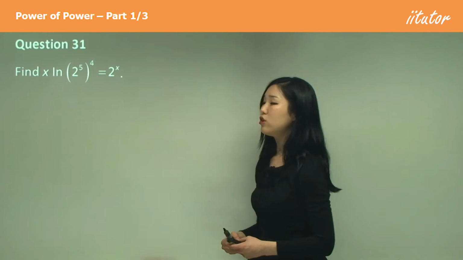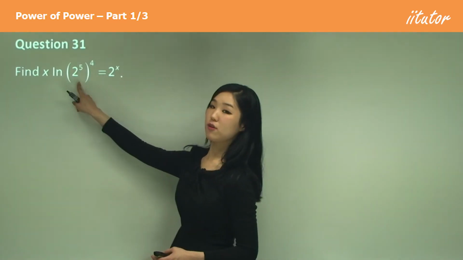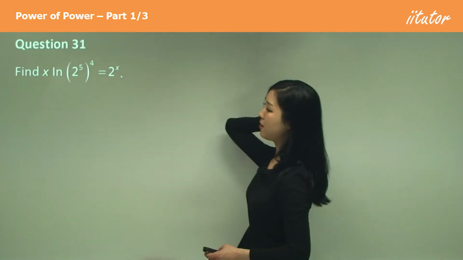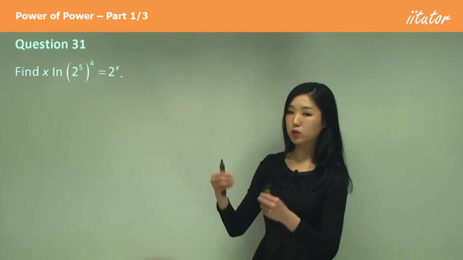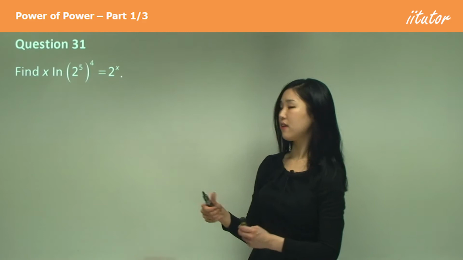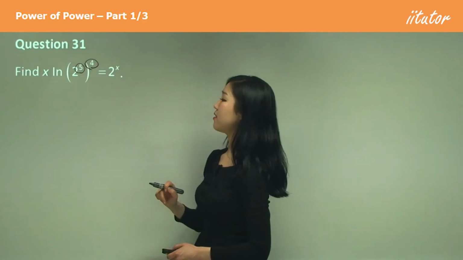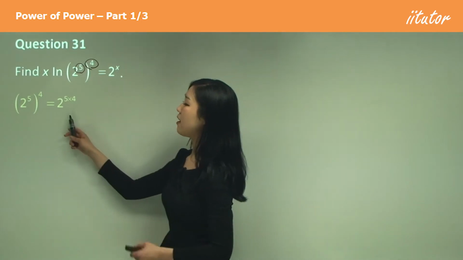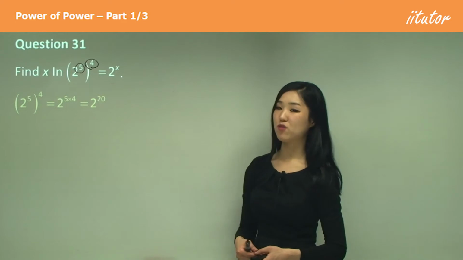Find x in 2 to the power of 5, the whole thing to the power of 4, if it's equal to 2 to the power of x. So guys, just leave this side, and try to do something with this side, okay? So 2 to the power of 5 to the power of 4. Remember I told you we multiply the indices inside and outside the brackets together. So we'll multiply 5 and 4 together. So it's going to be 2 to the power of 5 times 4, okay? And that's going to be 2 to the power of 20.